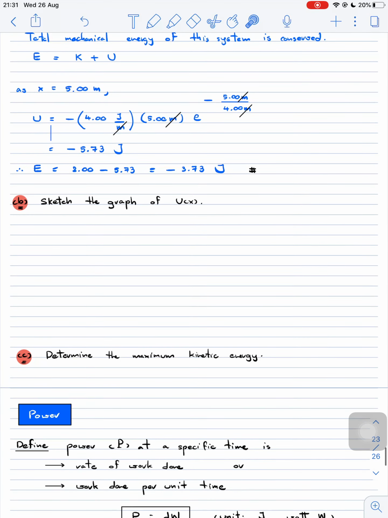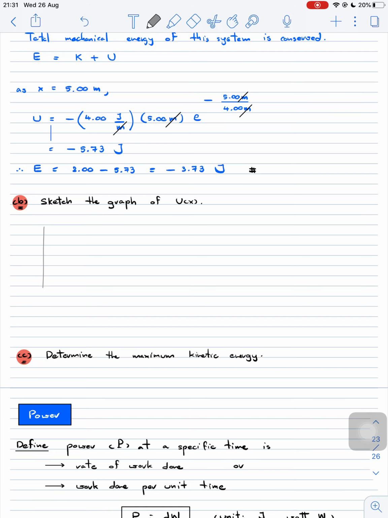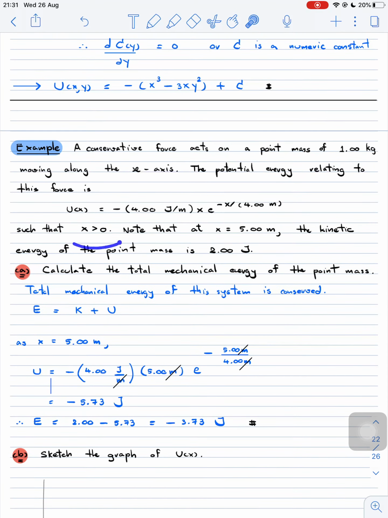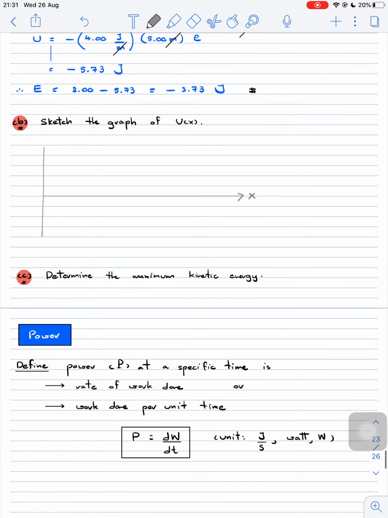Now for part B, let's sketch the graph of U(x). We just want to draw the graph. Because x, by definition, must be greater than 0, let's just start from here. This can be x, and this can be U, which depends on x.